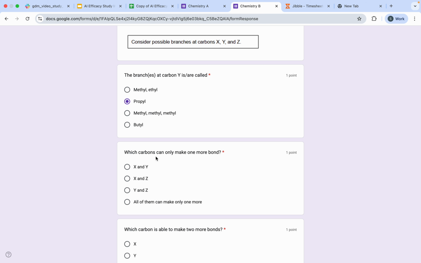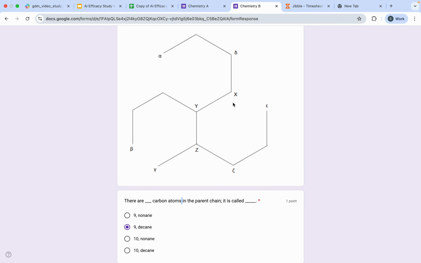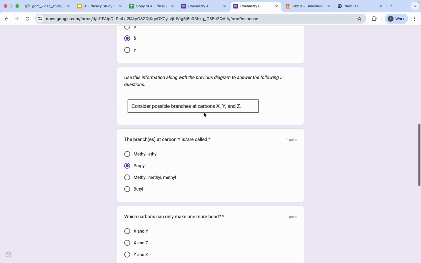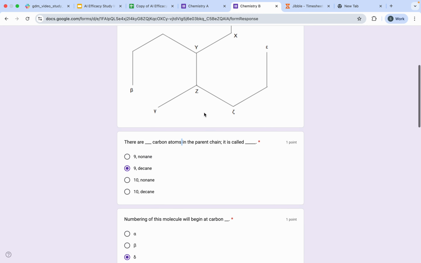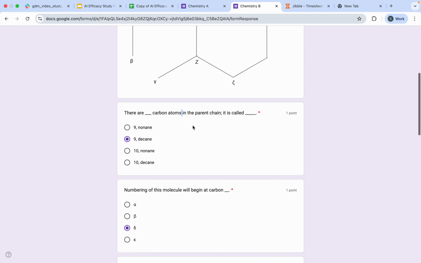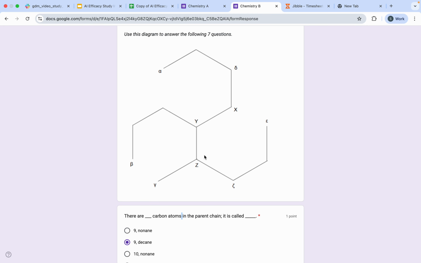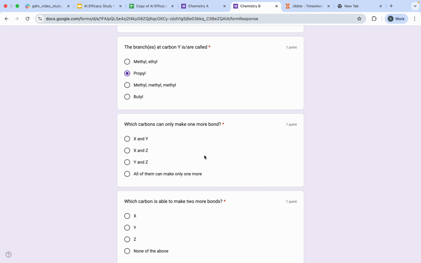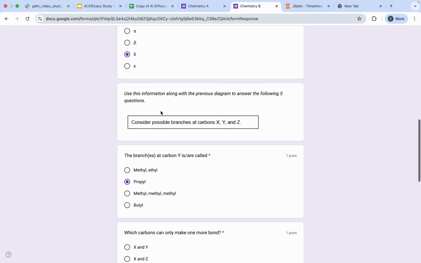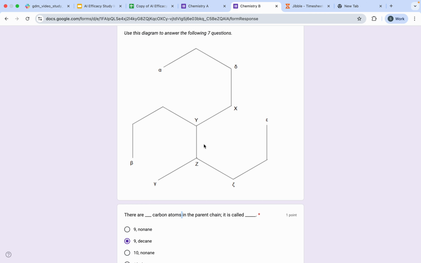Yeah. Which carbons can only make one more bond? X and Y. Then what are the options? X and Z, Y and Z. So it is Y and Z. All of them can make only one more. So I think option B, X and Z.